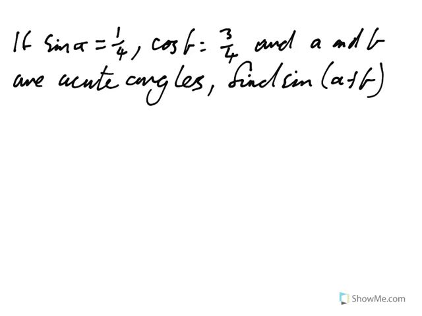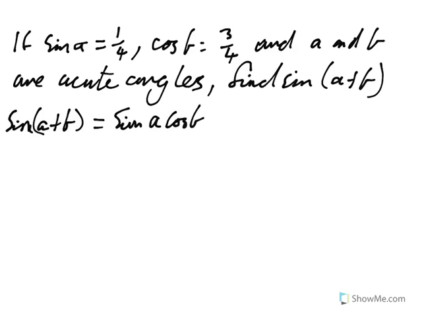Now, when we're looking at the equation here, we're looking at sine of A plus B, which of course is sine A cos B plus cos A sine B. We need to know what cos A and sine B are. And so we just use the Pythagorean identity for that.